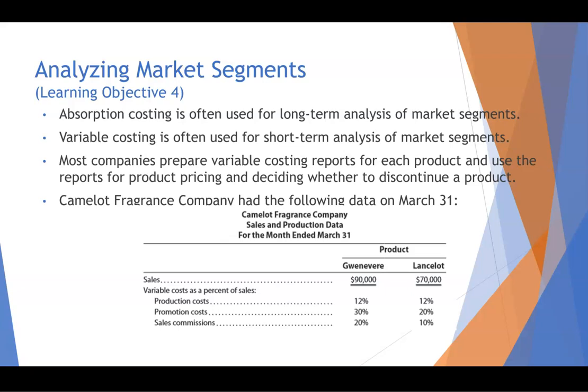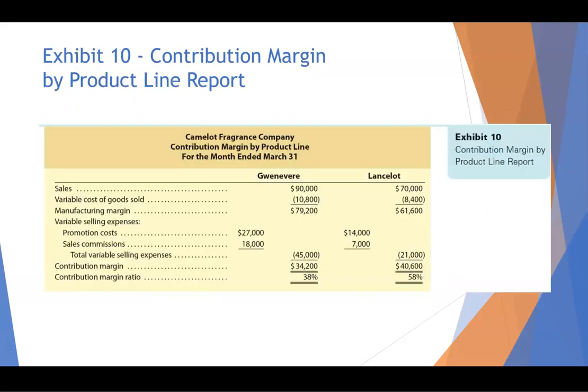Most companies prepare variable costing reports for each product and use the reports for product pricing. Here we have Camelot Fragrance. We've got 2 products, and we show the sales and the various costs for each of them.